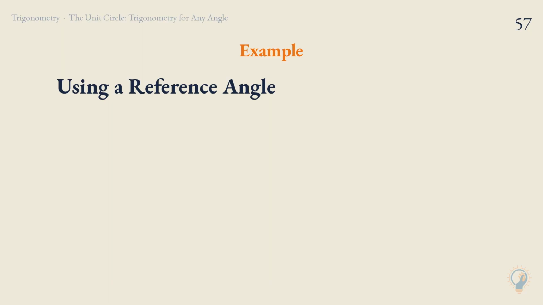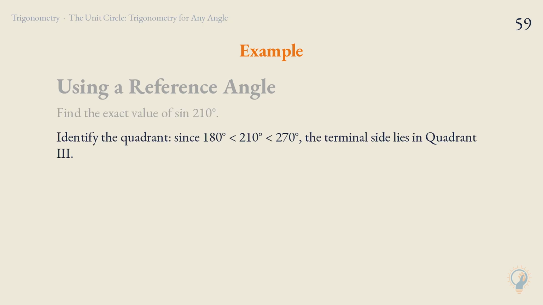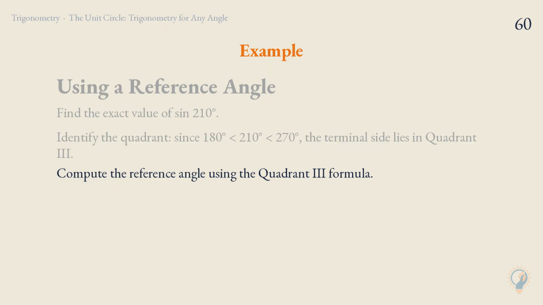Worked example, using a reference angle. Find the exact value of sine of 210 degrees. Identify the quadrant. Since 210 lies between 180 and 270, the terminal side lies in quadrant 3. Compute the reference angle using the quadrant 3 formula. Reference angle equals 210 degrees minus 180 degrees, which equals 30 degrees.